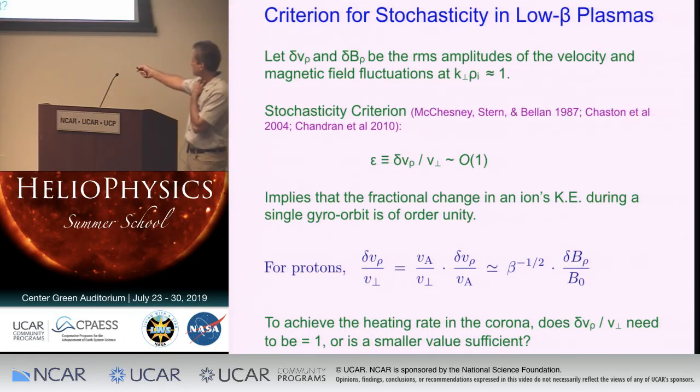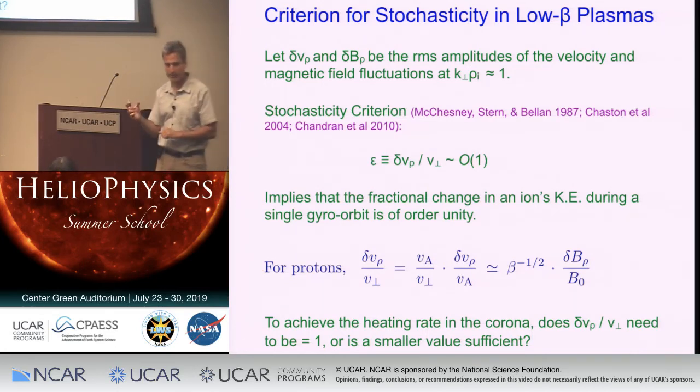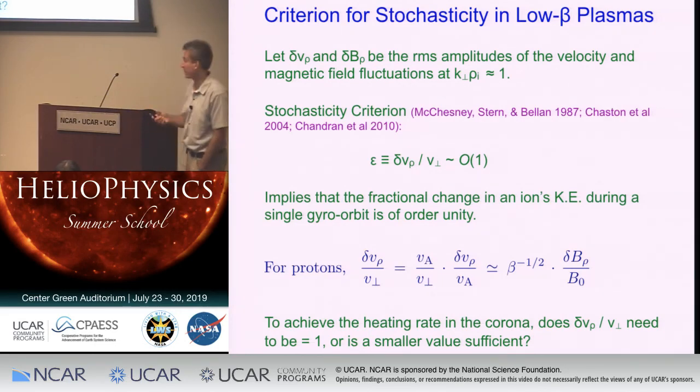Let me rewrite epsilon. You can rewrite it in these steps here. Delta V rho over V perp, multiply and divide by VA. VA over V perp, I was describing this before, that's beta to the minus 1/2. For Alfven waves, delta V rho over VA, you can show this. It was in my lecture yesterday in those Elsasser variable descriptions of MHD fluctuations. Delta V rho over VA is delta B rho over B naught. And so this stochasticity parameter is beta to the minus 1/2 times the fractional variation in the magnetic field at the gyro radius scale. This is an interesting way to write this, because in the corona, you have a low beta, of order 1%. So although this delta B over B naught is small, beta to the minus 1/2 is helping you a little bit. You know, it might be a factor of 10.